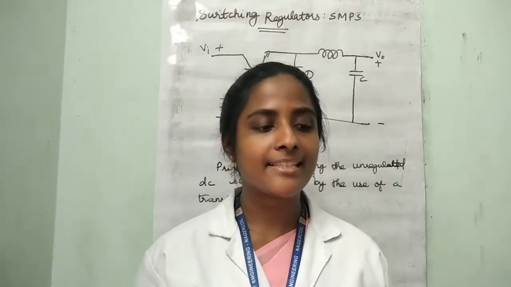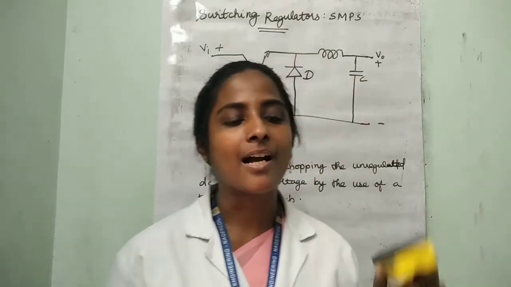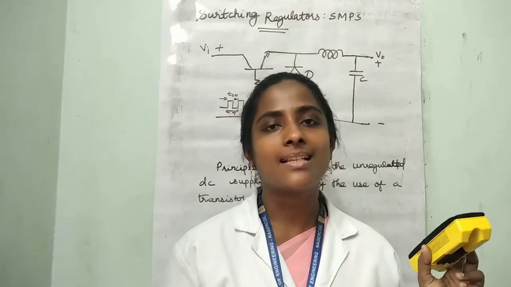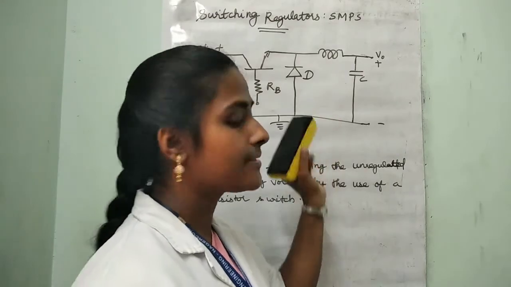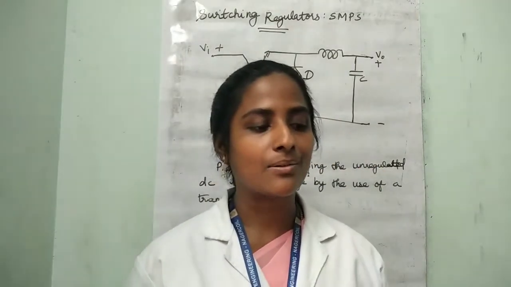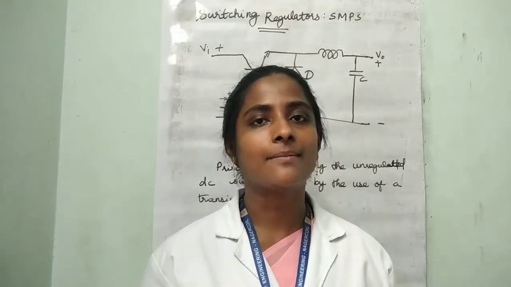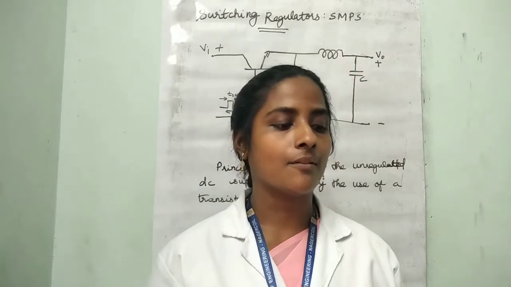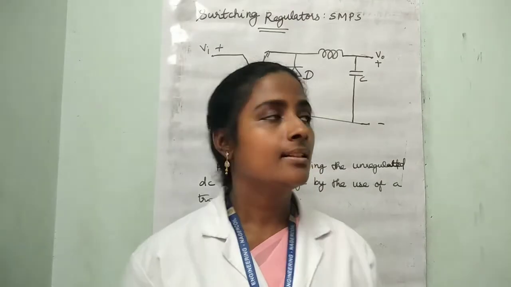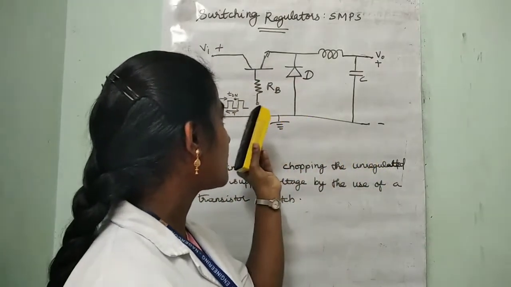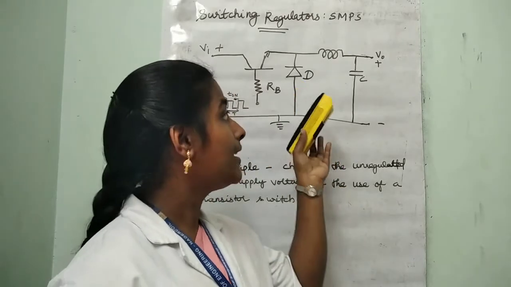Here the elements added in addition to the components of an unregulated power supply are the control logic and oscillation circuits. This oscillator allows the control element to be switched on or off. The control element usually consists of the transistor switch, a diode, and an inductor.